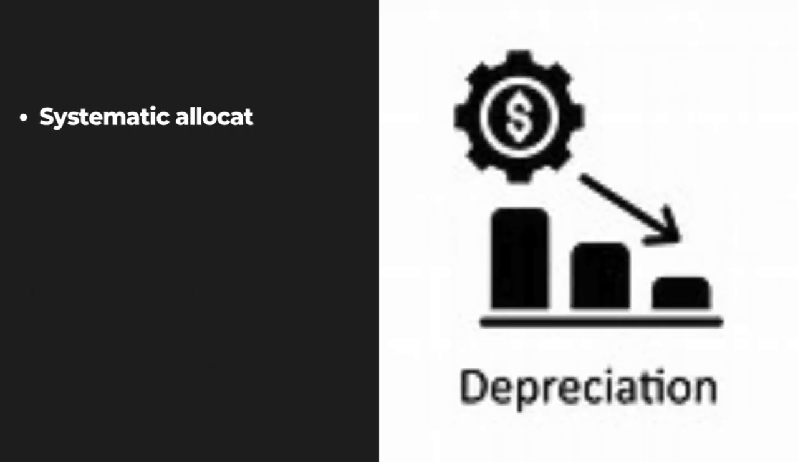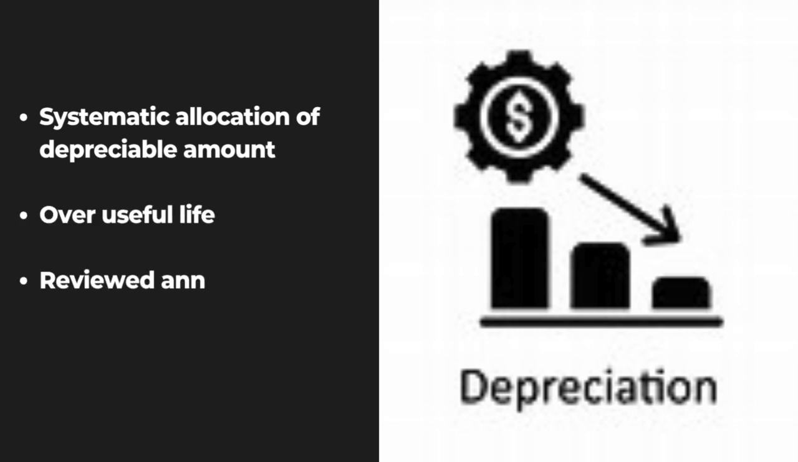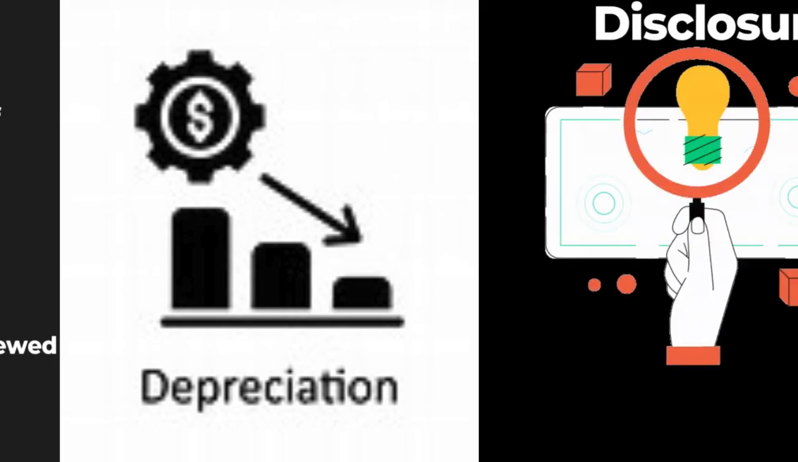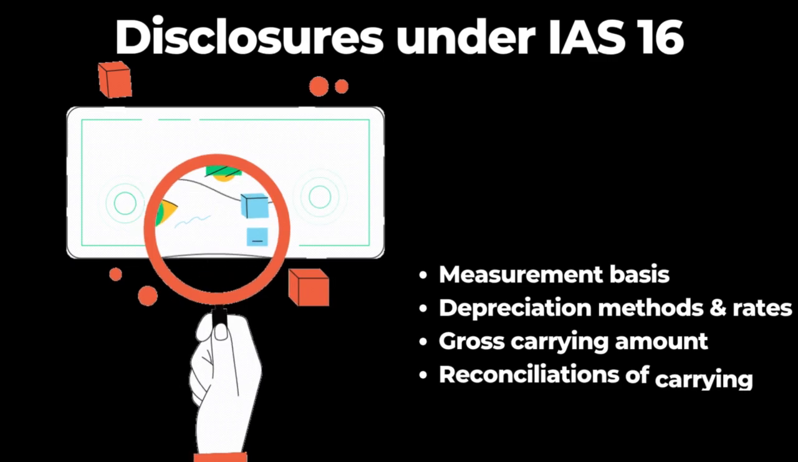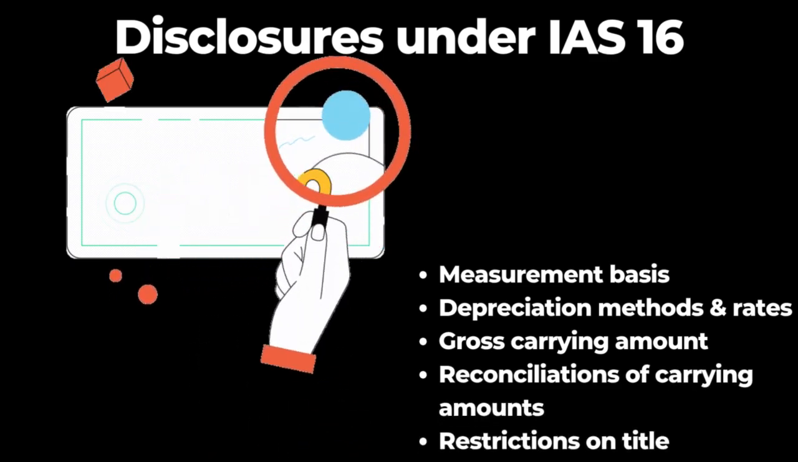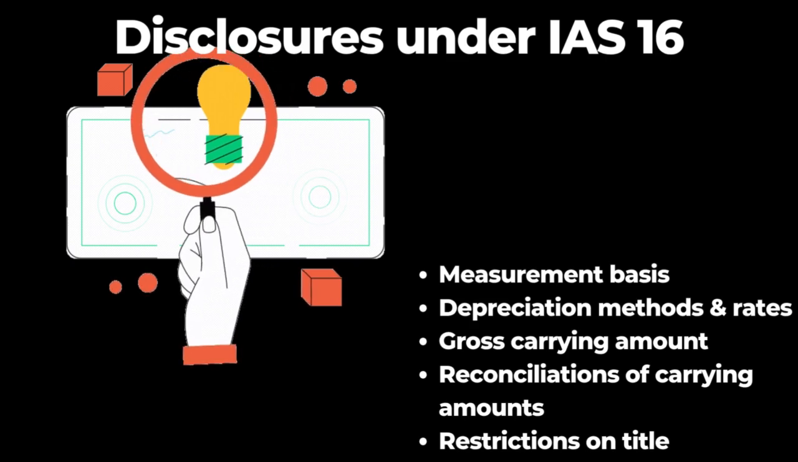Depreciation is charged to allocate the asset's cost over its useful life. Useful life and residual value must be reviewed at least annually. Entities must disclose the measurement method used, depreciation methods, gross and net amounts, movement during the period, and any restrictions on asset titles.